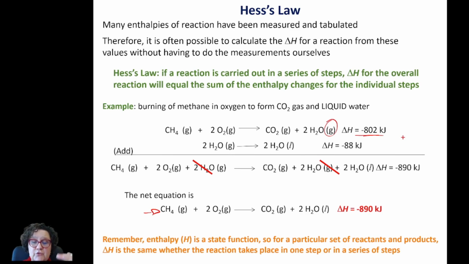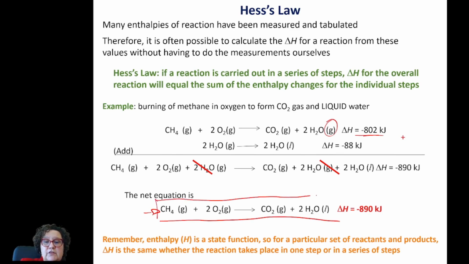So if I add up those 2 steps, those 2 equations, I can come up with my target equation, which is what happens when you burn methane with oxygen and you make CO2 gas and water liquid. And because I have added the 2 reactions, I add the 2 enthalpies, and that gives me minus 890 kilojoules.